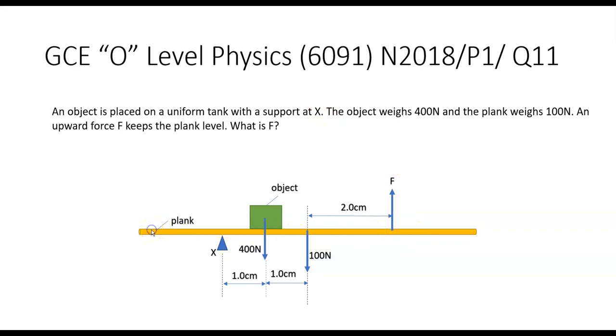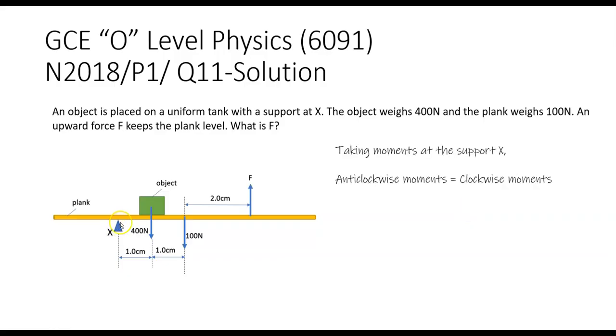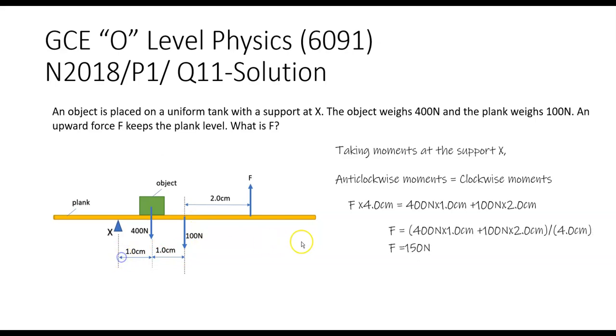We have just learned from the principle of moments, which states that when a body is in equilibrium, the sum of the clockwise moments about a pivot is equal to the sum of anti-clockwise moments about the same pivot. Hence, taking moments at the support X, the anti-clockwise moment is F times perpendicular distance 4 cm. The sum of clockwise moments is 400 Newton times 1 cm plus 100 Newton times 2 cm. Solving this equation, we find the value of F to be 150 Newton.